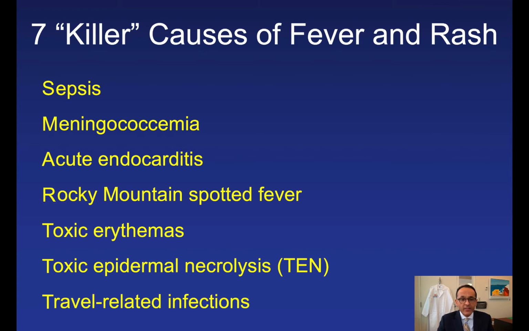And then finally, travel-related infections. And travel-related infections usually are people who have returned from the developing world and have some type of a viral hemorrhagic infection due to Ebola or hantavirus. And usually when I have a patient who I think has a killer cause of fever and a rash, I have a very low threshold to ask an infectious disease doctor and a dermatologist to help me manage that patient.